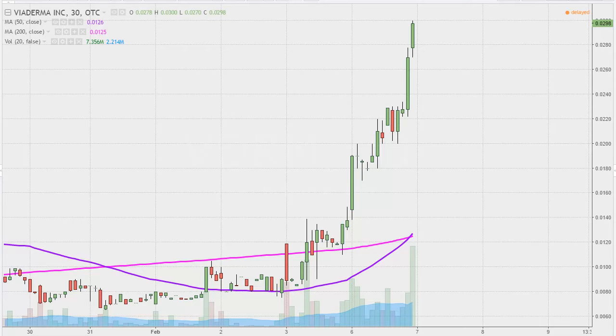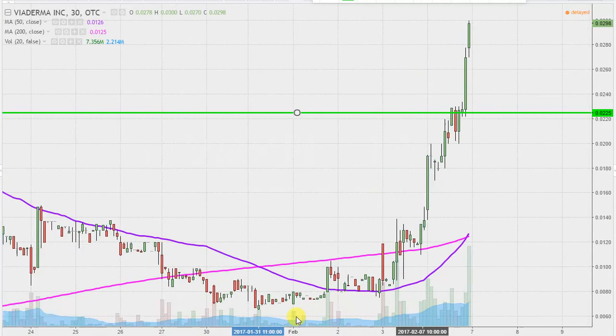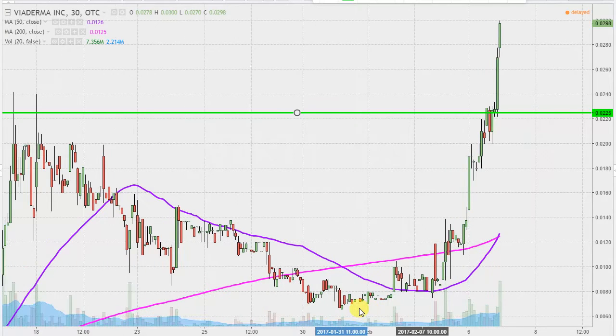So I want to just map out a couple levels of support, and then we can talk about some areas of resistance. For the first level of support, I'll actually need to squish up the chart here a little bit to make more sense. Let's get that level mapped out, and then we can talk about the big picture level of support. There we go.